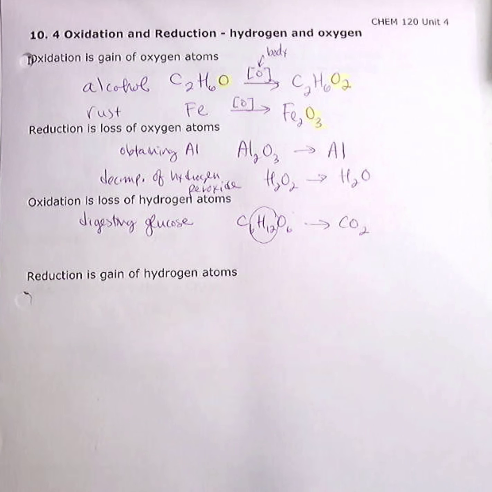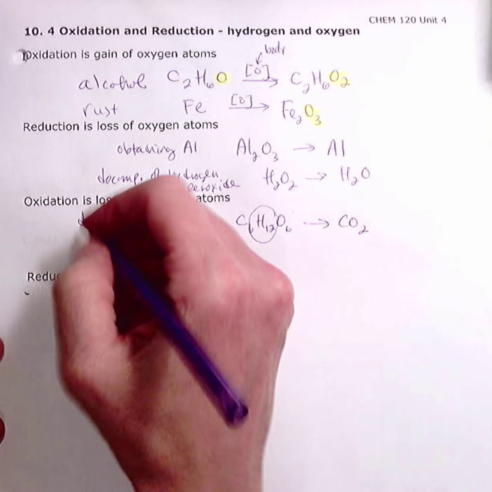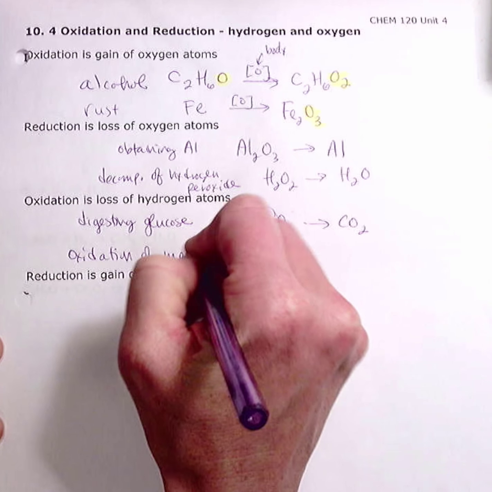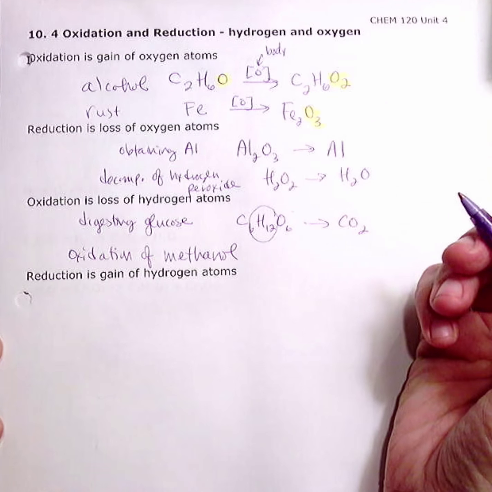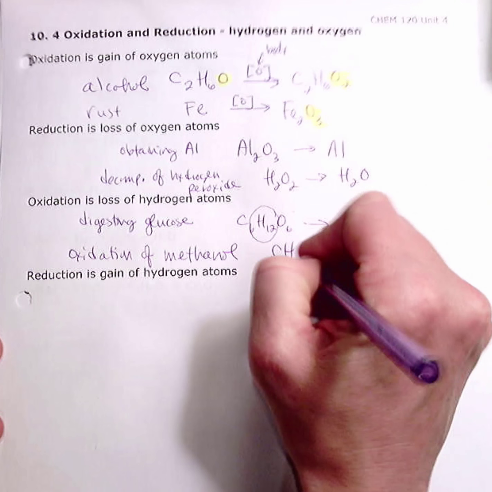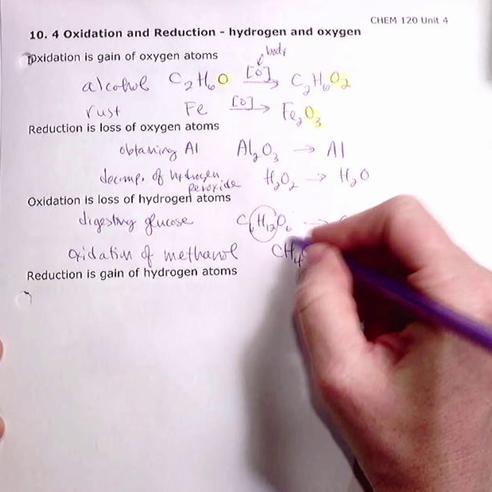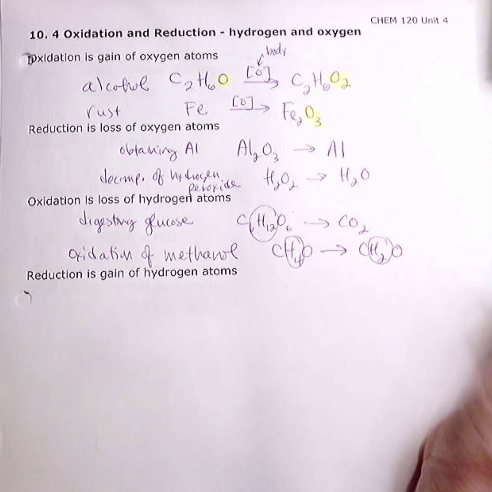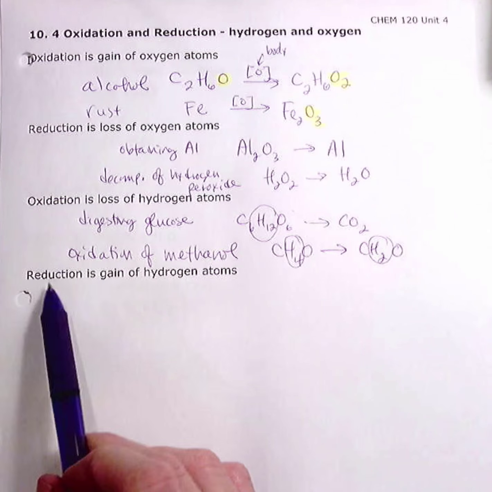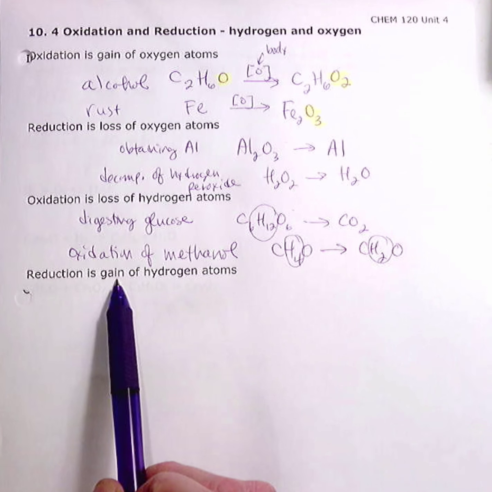Another example, oxidizing methanol to formaldehyde. So oxidation of methanol. Okay, so you have CH4O going to CH2O. So you've seen a decrease in the number of hydrogen atoms. Okay, and that would be oxidation. Now, reduction is the gain of hydrogen atoms.